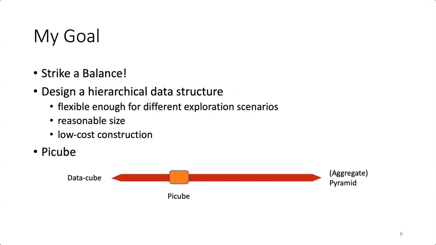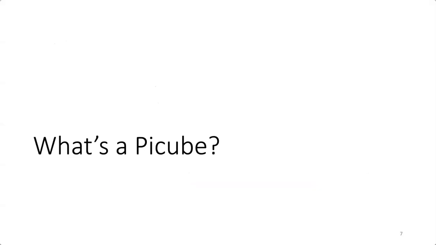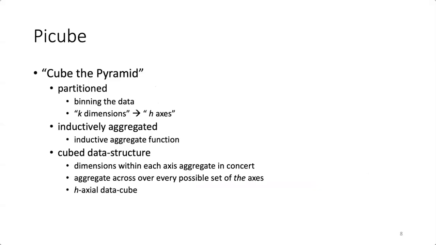That is Picube. If we see that DataCube and the pyramid represent 2 extremes of aggregation, we want our Picube to bridge this spectrum between them, allowing us to specify the required aggregates. Then, what is a Picube? Picube is defined as a partitioned, inductively aggregated cube data structure. In Picube, dimensions of the dataset are partitioned into axes. Within each axis, all the dimensions are aggregated in concert as with an aggregate pyramid. And then we inductively aggregate over every possible set of axes, resulting in a cube data structure.